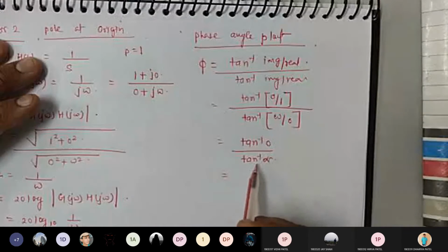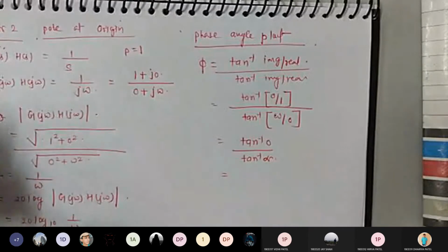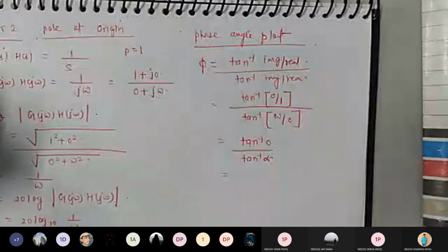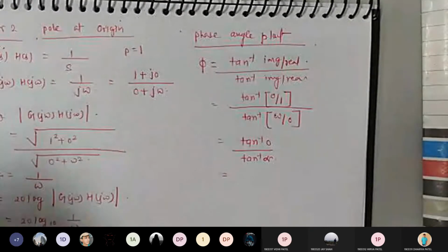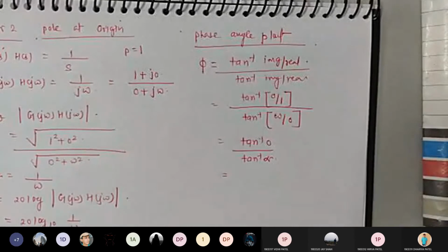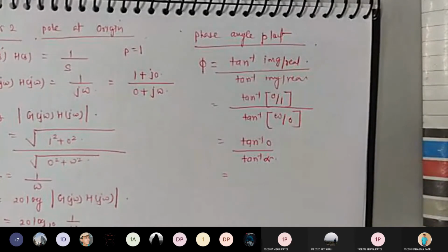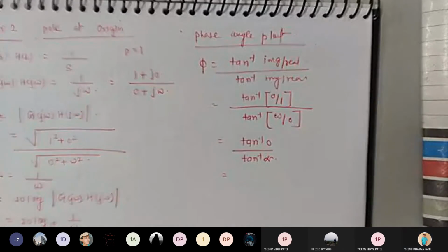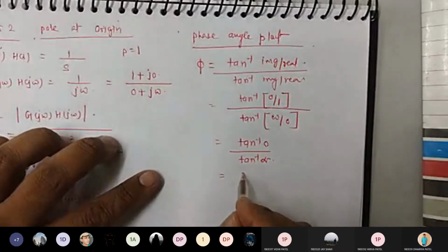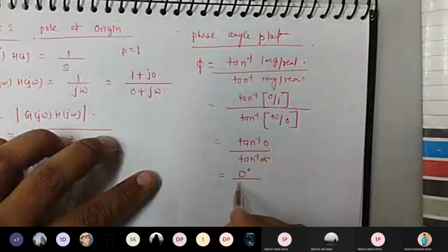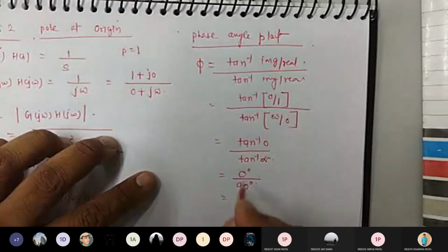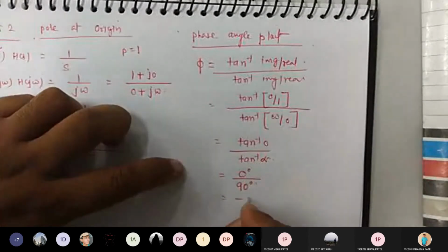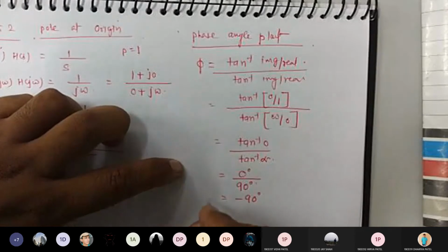Yes, sir. What will tan inverse infinity be? Sir, 90. It will be 0 degree here and 90 degree here, so 0 divided by 90, so it will be minus 90 degree.